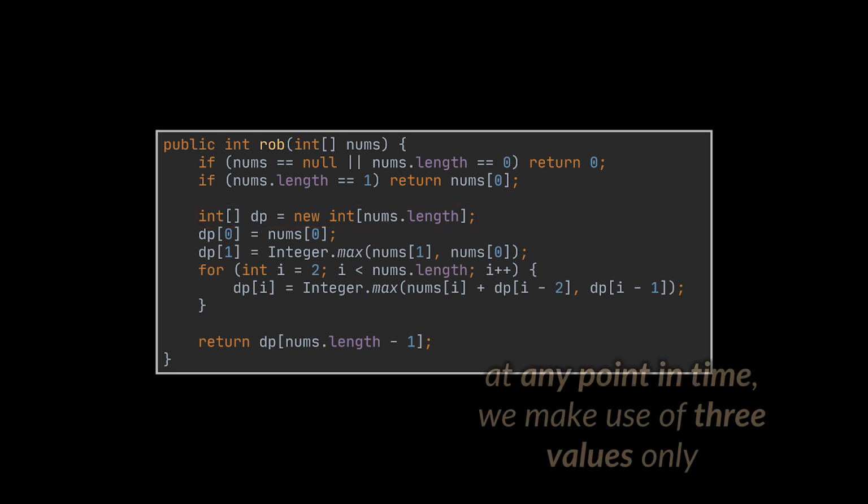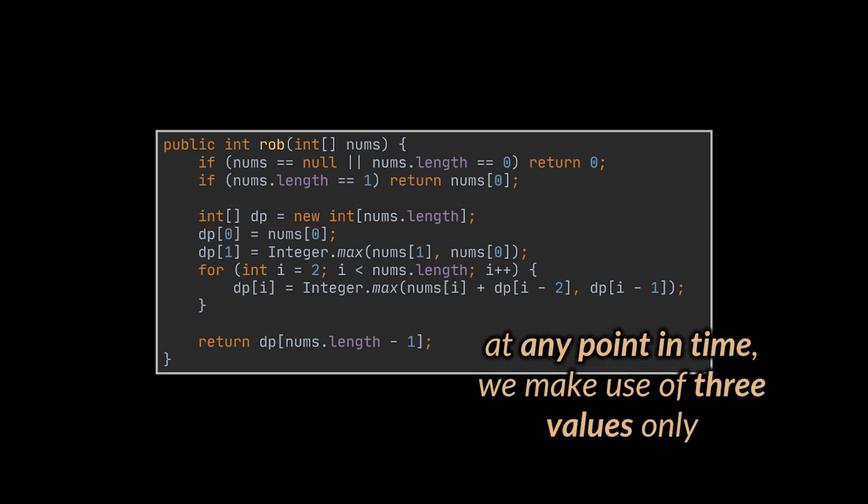Well, if you take a closer look, you will notice that while traversing this array, and at any point in time, we are making use of 3 values only. The current house or index we are at, and the 2 indices preceding it. All the other values that come before our current index minus 2 are obsolete, we don't need them anymore, hence there is no need to store them.